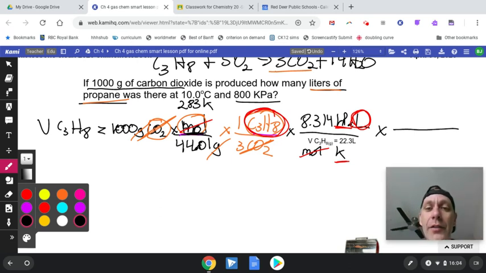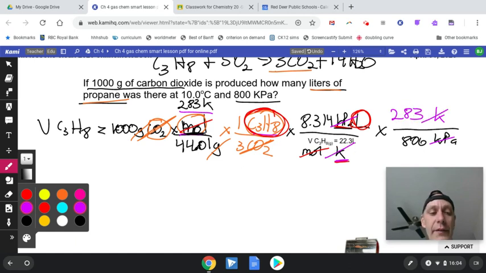Okay, so kilopascal, there it is on top. So I put this one on the bottom. 800 kilopascal on the bottom. Okay, Kelvin on the bottom. I need Kelvin on the top. There it is, 283 Kelvin. Kelvin cancels out. You can see how I'm really paying attention to units and making sure that they all cancel out. You got to pay attention to those little details.